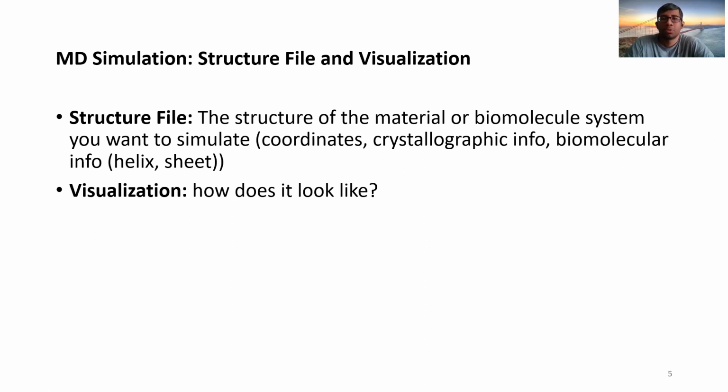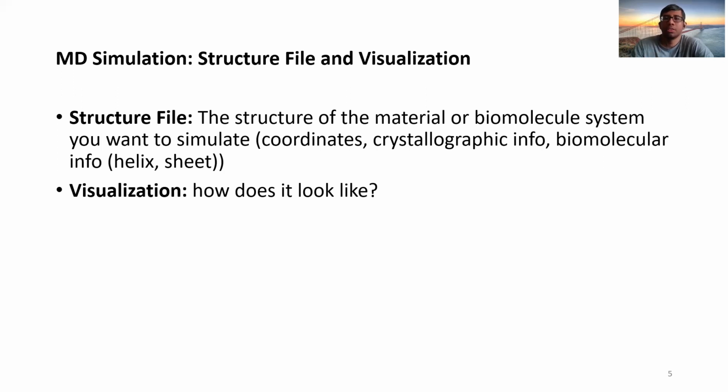So to begin with, you start with a structure file, the structure file of the material or the biomolecular system that you want to simulate. What is in that structure file? There are actually coordinates of the atom. And if it's a crystal, there are probably additional information like crystallographic information. If it's a protein or a biomolecule, then probably there will be more information, like which portion are helix, which portion are beta sheet, something like that. So a structure file actually defines the structure that you are going to use for your simulation.